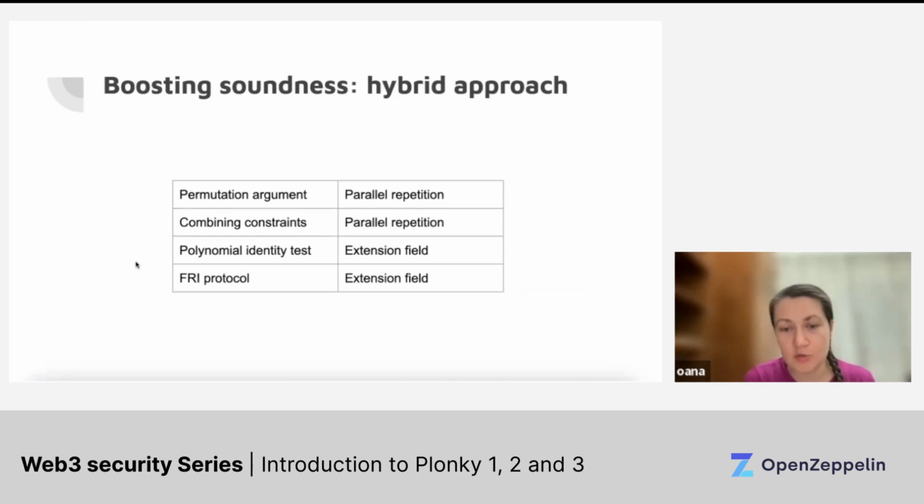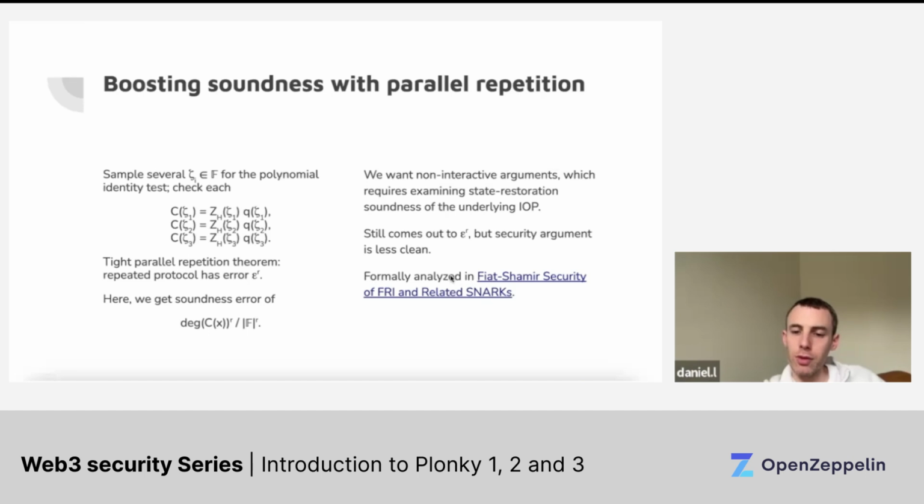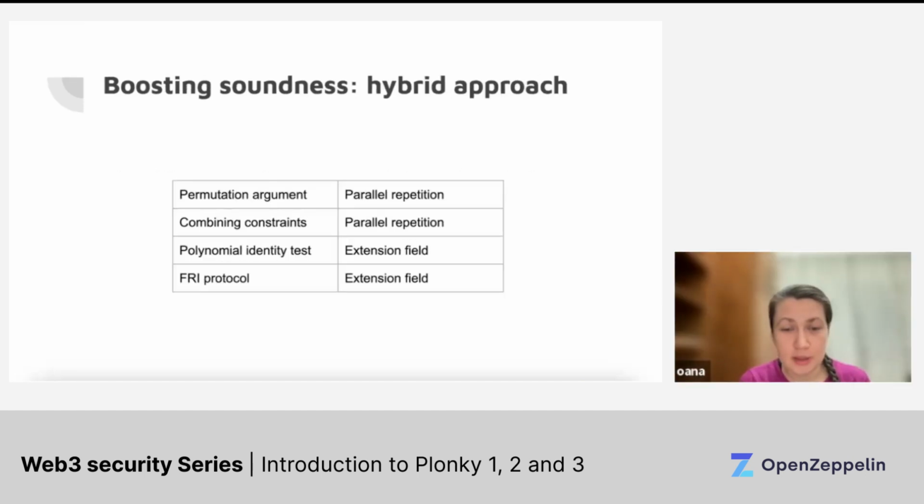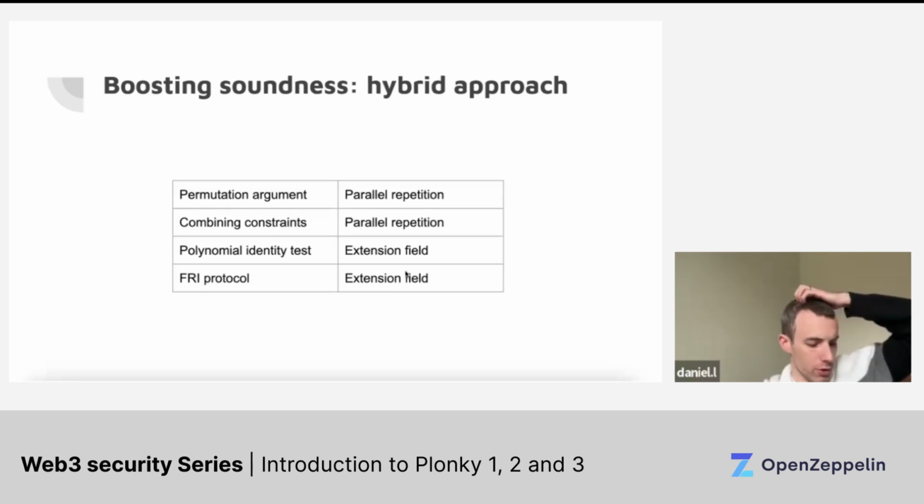But was this because you think that is the most efficient in terms of code? And wouldn't it be easier to have parallel repetition everywhere or extension fields everywhere? Also, now that I believe it is stronger in parallel repetition due to the paper you just mentioned. I'm not sure if my question makes sense. Yeah, that's a good question.